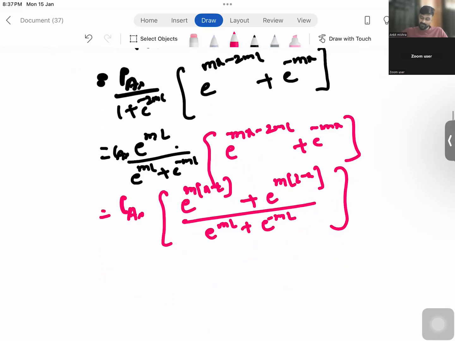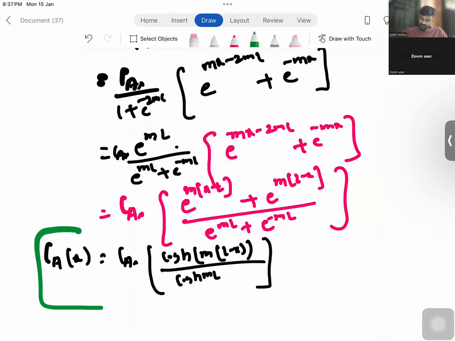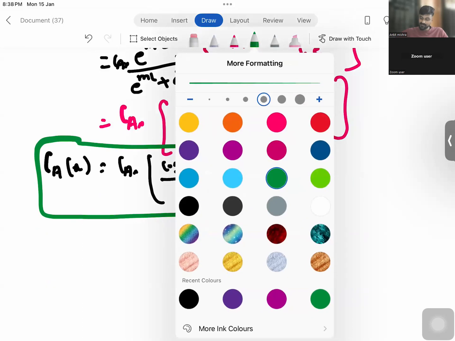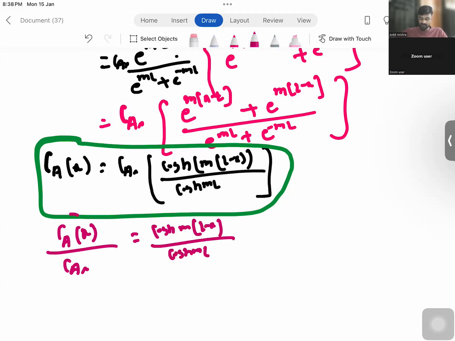Right. So ultimately, you can write CA at x equal to CAS into cosh of m(L minus x) divided by cosh of ml. That's it. So this is the ultimate relation that you will be getting for a cylindrical pore catalyst. Sometimes you will be asked to calculate the concentration of catalyst. Even recently in 2022 or 23, GATE has asked a question on this concept: Ca by CAS is equal to cosh m(L minus x) divided by cosh ml. This is the desired equation that you are supposed to calculate.